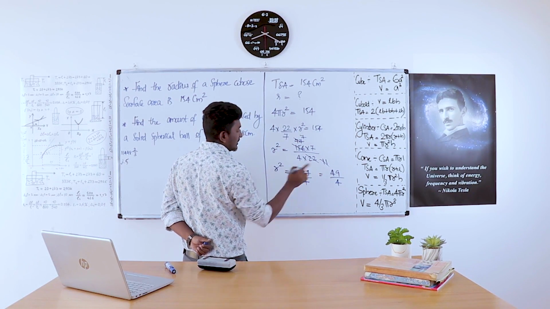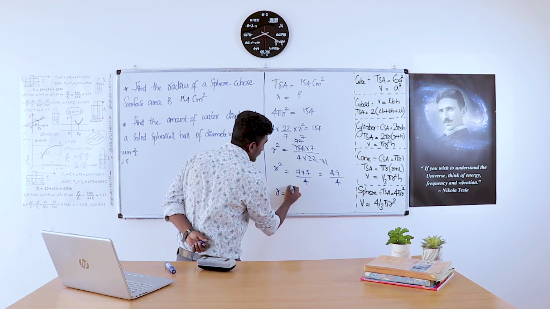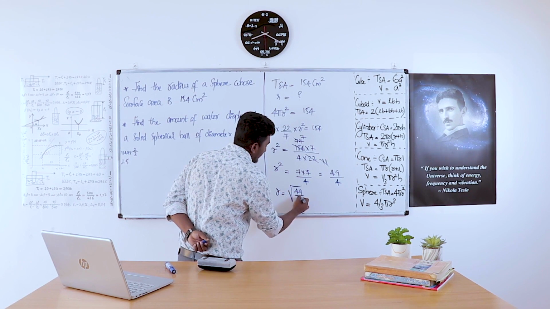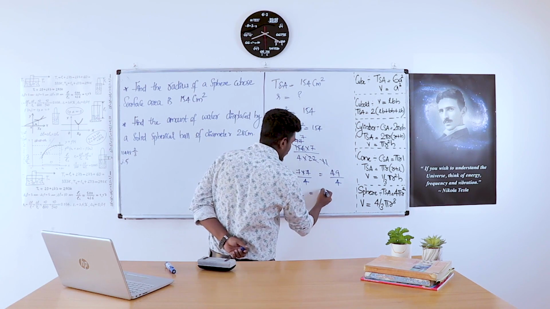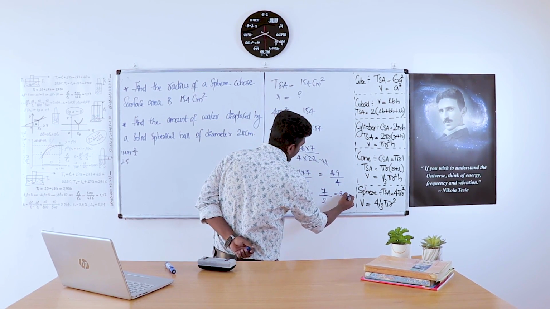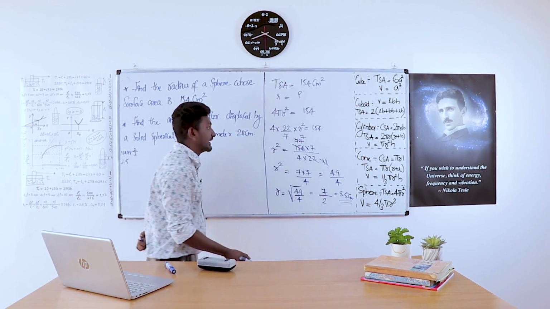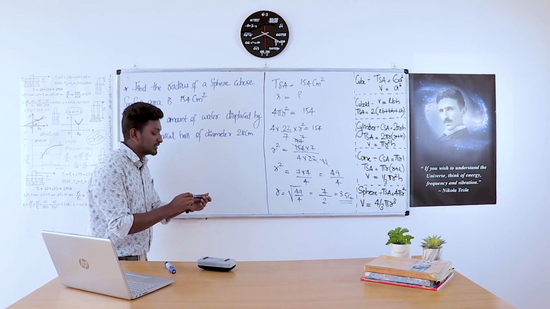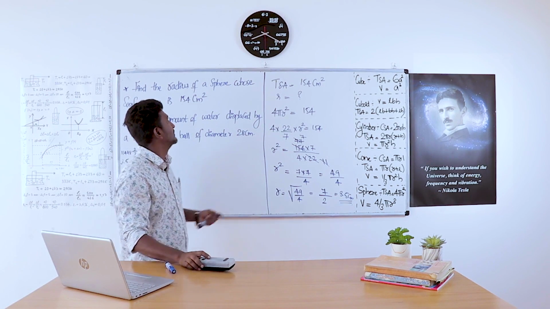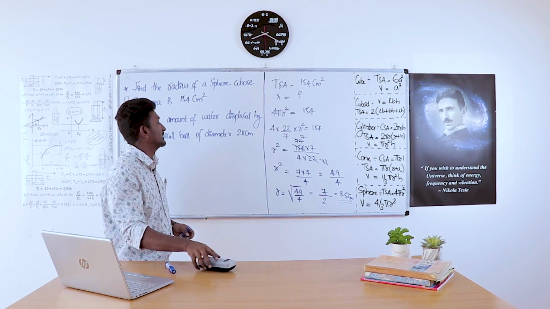Then r square is equal to 49 by 4. Then what is r? Root of 49 by 4. That is root of 49 is 7 by root of 4 is 2. What is 7 by 2? It is 3.5. Then what is the radius of the sphere? Radius of the sphere is 3.5 centimeter.